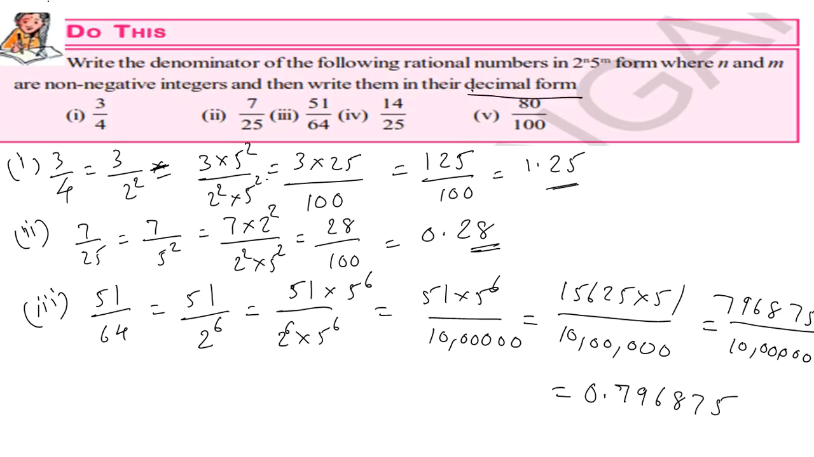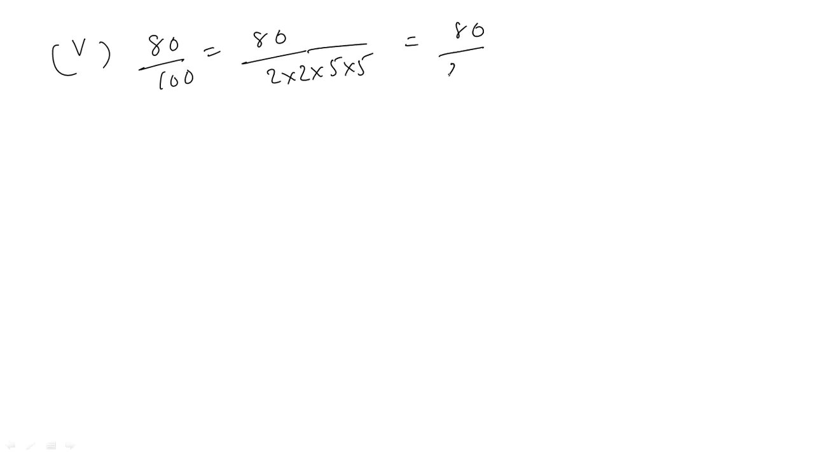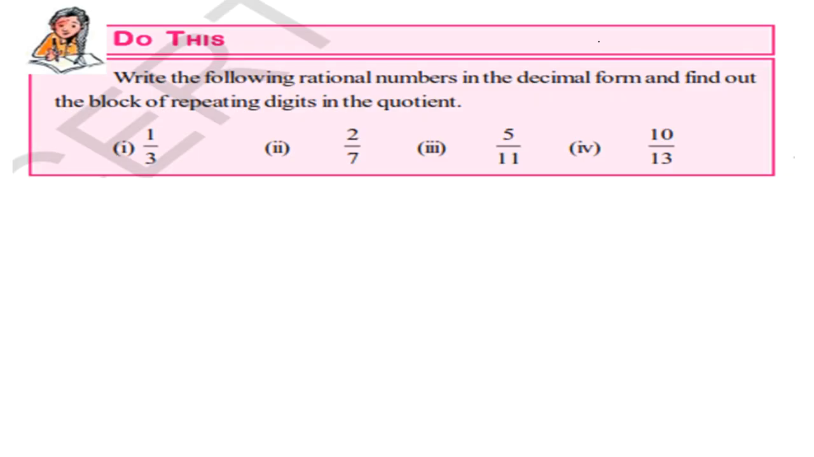So what is the fifth problem? The fifth problem is 80 by 100. So 80 by 100 can be written as 2 into 2 into 5 into 5, isn't it? So 80 by 2 square into 5 square. It is of the form 2 power n into 5 power m. So you can write it now. After how many digits should I put a decimal? After 2 digits. So 0.80, which is equal to 0.8. Okay, is it clear, my dear students? Yes. So let's move on to the next to do this problem.